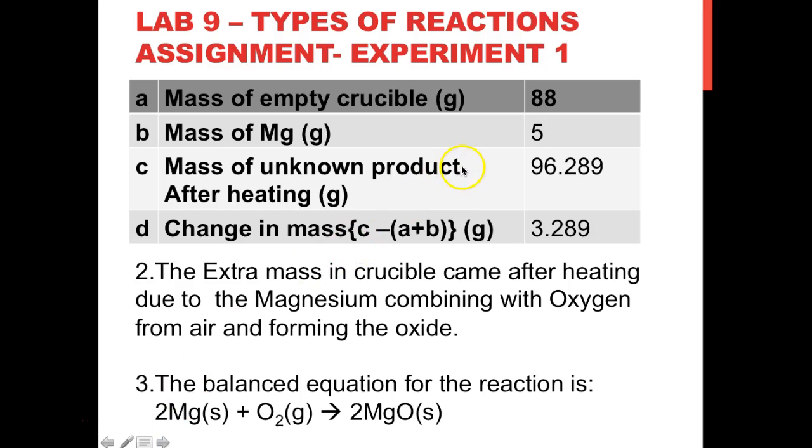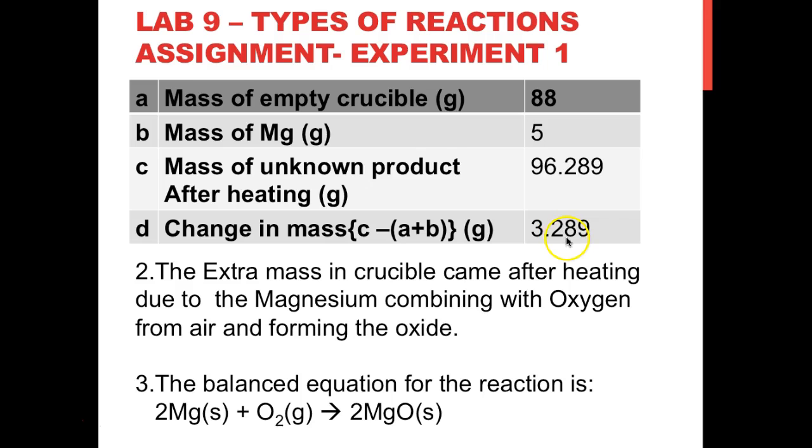So for the first experiment, these are the data. Empty crucible 88 grams. When you add the 5 grams of magnesium, the mass will go up to 93 grams. So if this is labeled as A and this is B, A plus B, that will be 93 grams. After heating, the mass goes up, as you can see, to 96.289. So 96.289 minus 93, and that would give you 3.289. So this is basically the mass of the oxygen.